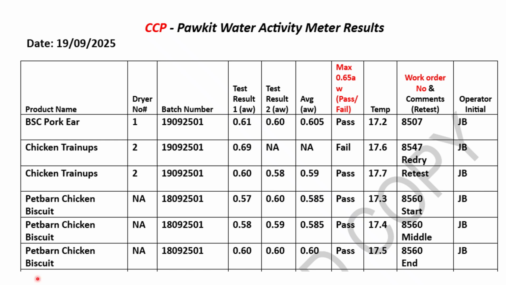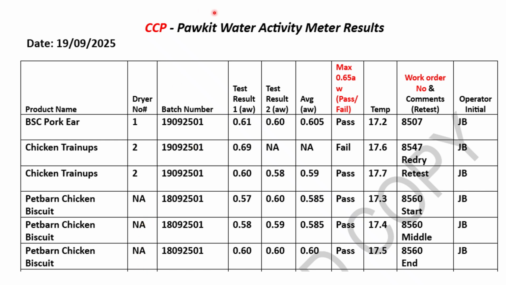So I'll talk you through how to fill out T-Form 0002 CCP water activity meter results. We first need to input the date of when the testing occurs, so let's say today. Down here we can input the product name, the dryer number of where we got the product, and what batch number the product is. If the product was not dried, input NA in the dryer number section.